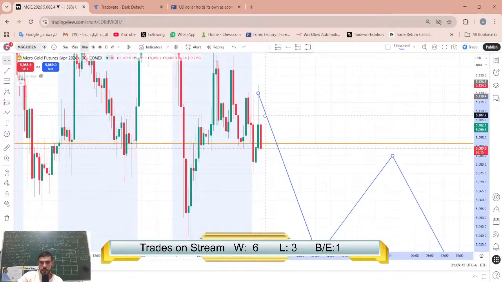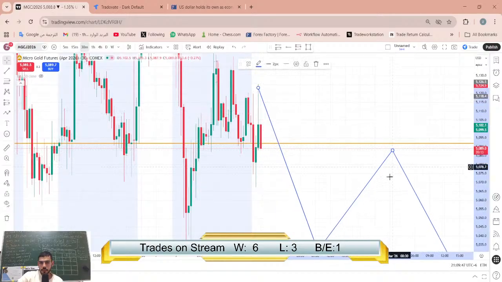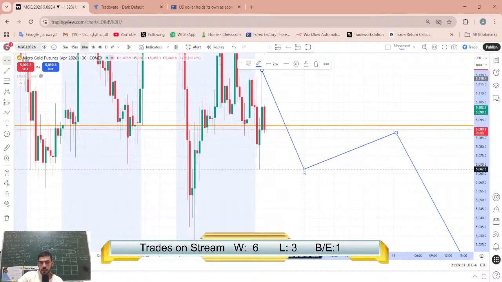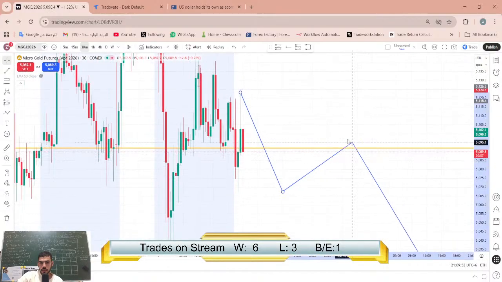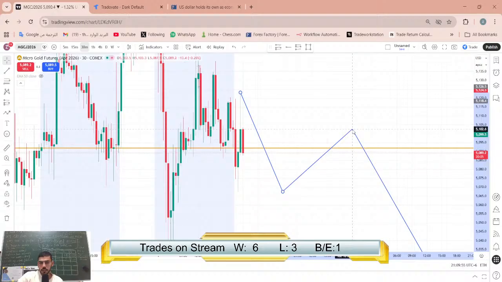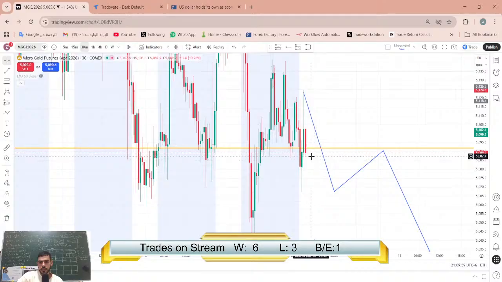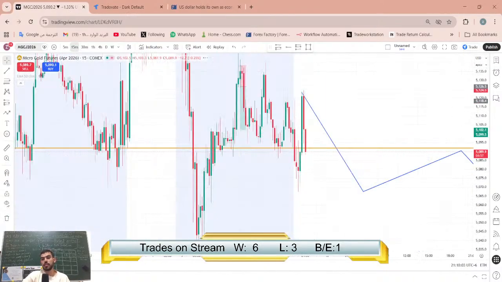So it moved, grabbed the liquidity, moved till here, and now it retested, I believe, from this area. But we are going to take sells from here when this 15-minute candle closes in about 5 minutes. Just 5 minutes left for the candle to close. Let's see.